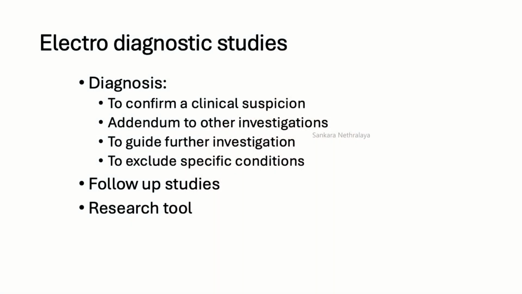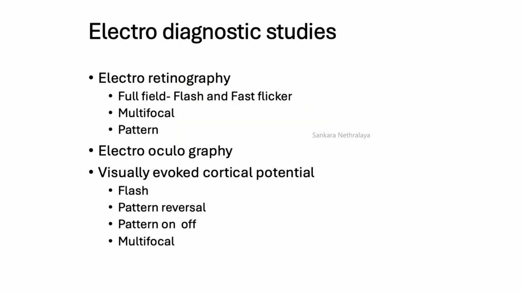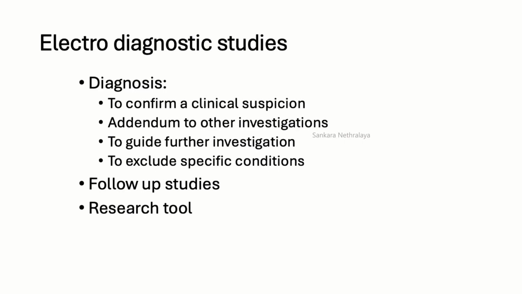Now let's talk about where it is useful. Yes, it is useful to confirm a clinical suspicion, say a suspicion of a retinal degeneration, or as an addendum to other investigations. Sometimes it can guide you to do some other tests, and to exclude specific conditions, something like Leber's optic atrophy. It can actually exclude it. All right, Leber's amaurosis is not optic atrophy. It can also be used for follow-up studies and as a research tool. These are all various uses of electrodiagnostic studies.